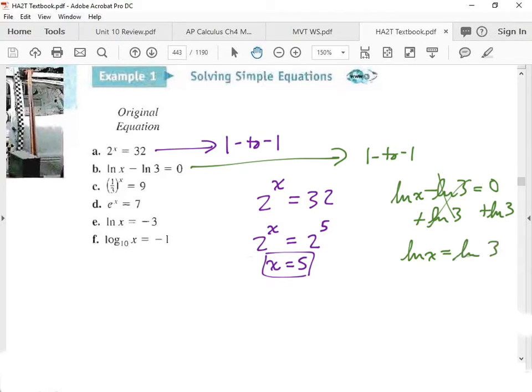Now, most of you at this point can tell me what the answer is. What does x equal? 3. Equals 3. No problem. This is using the one-to-one way.